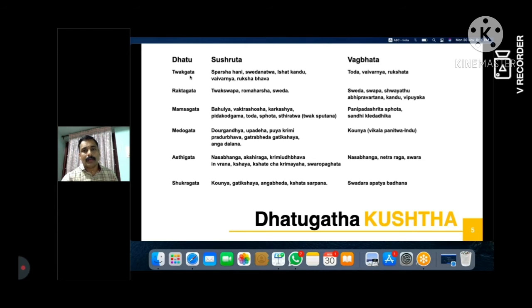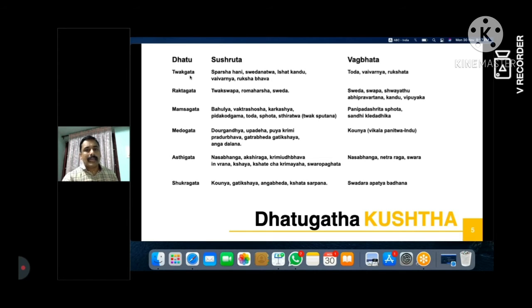And according to Acharya Vagbhata, sweda, swapa, shwayathu, abhipravartana will be there. Then kandu and vipuyaka, the puya sravata, will also be seen. Mamsagatatva: bahulata of the distribution will be over a very large area. Vaktra shosha will be there. Karkashata of the skin lesion will be there. Then pitakas will also be seen.